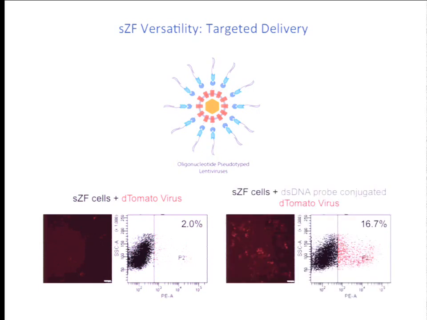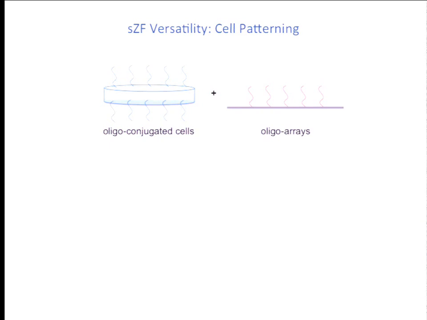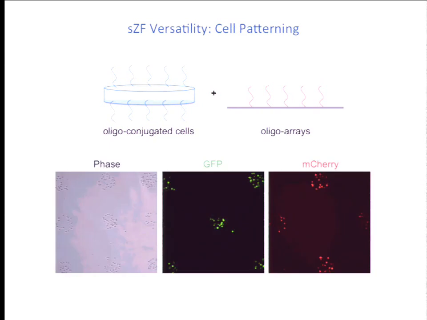But if you have the appropriate double-stranded DNA probe conjugated on them, then one can do effective delivery inside cells. So one can also use these handles for targeted delivery. And still more importantly, one can start to use this to engineer cell-cell interactions and cell-substrate interactions in a programmable fashion. For instance, one can take oligoconjugated cells and expose them to oligoarrays and start to pattern cells in complex patterns, for instance, here a checkerboard fashion.